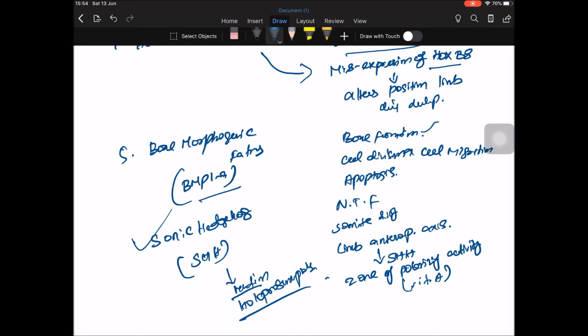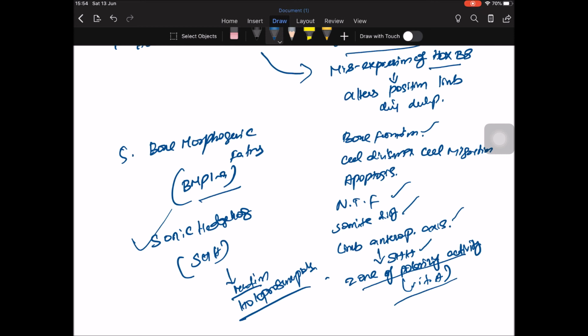Also, sonic hedgehog, SHH: when there is a mutation in this gene, it leads to holoprosencephaly, and it also helps in neural tube formation, somite differentiation, and limb arrangement in the anterior posterior axis due to expression of the SHH gene from the zone of polarizing activity through vitamin A production.